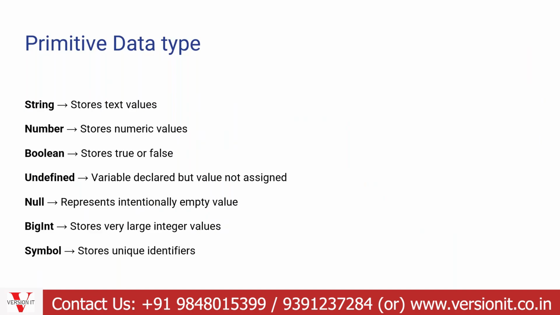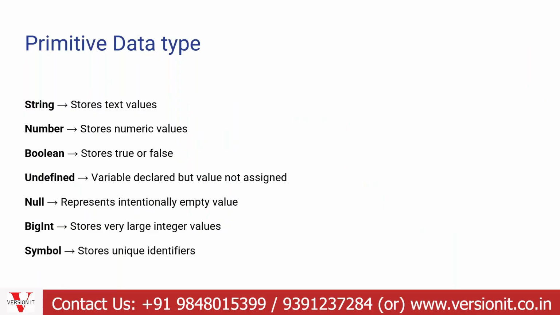And when it comes to primitive data types, there are these many number of primitive data types. Let's go one by one. So, firstly, string. What is string? String is something that you can use to store text values. In the sense, you can store only alphabets, or you can store alphanumerics, or alphanumerics with special characters. You can store any type of values in string.